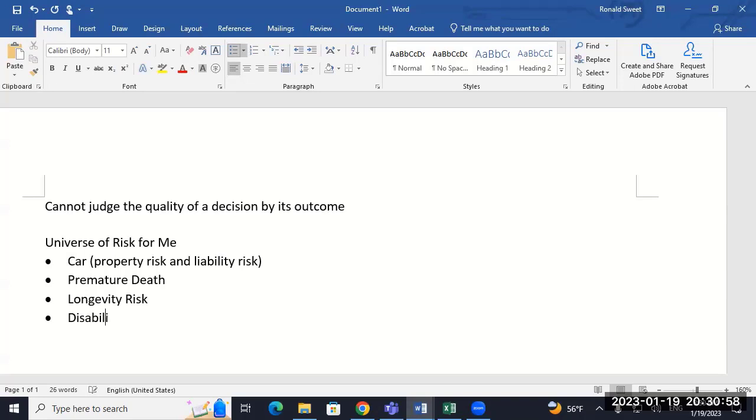Is disability a risk? Are you going to buy insurance for that? Probably not, because your employer will probably provide it to you. Disability and illness. What about unemployment? Is that a risk that you get fired or your company goes insolvent or lays off people? That's certainly a risk.